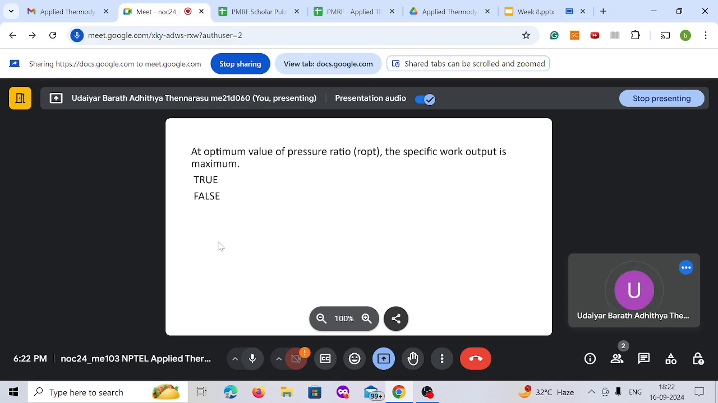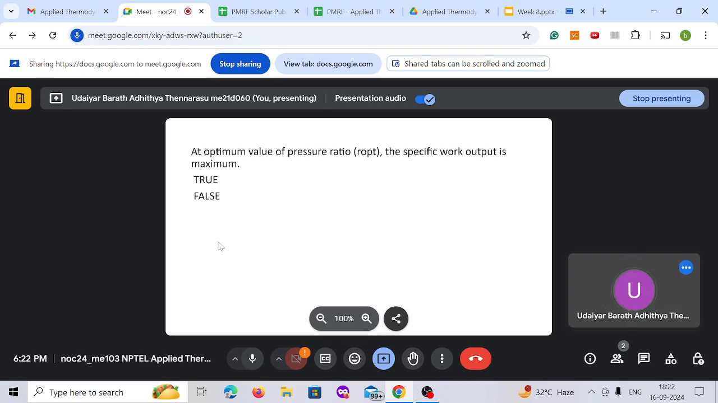So at optimum value of pressure ratio, the specific work output is maximum. Answer A, true, and option A is true and option B is false. So we saw how the specific work output varies with respect to the compression pressure ratio. So we plotted a curve, so it was like an inverted curve having a maxima.